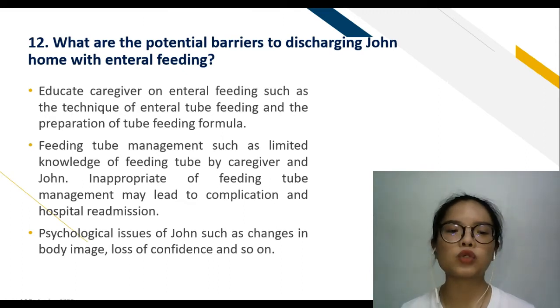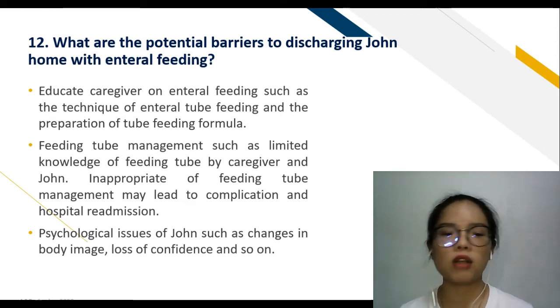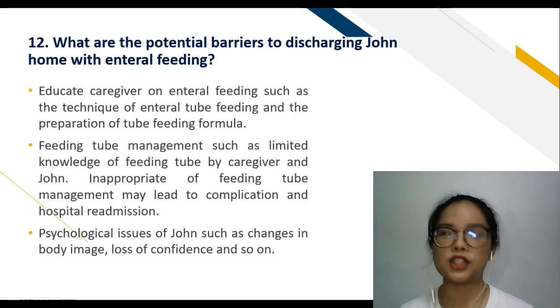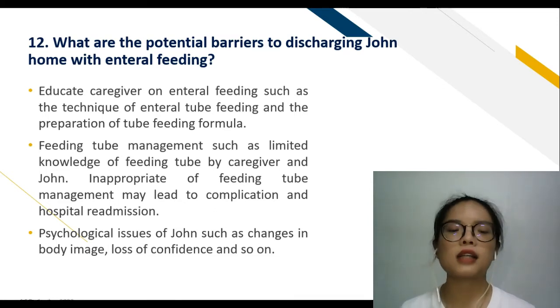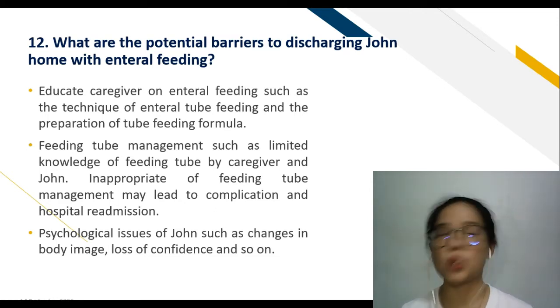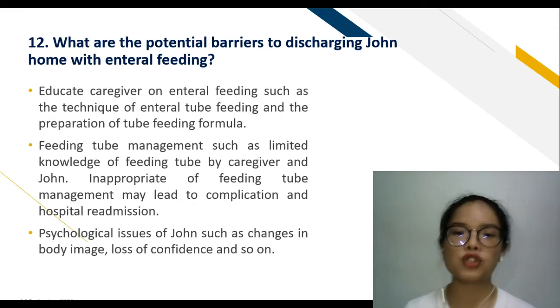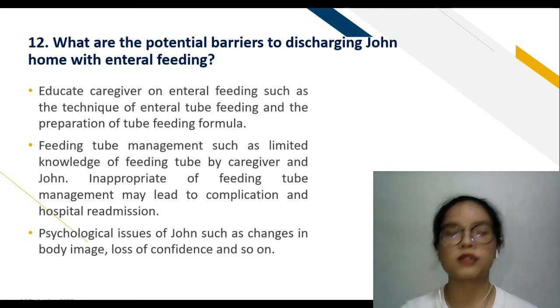The second is the feeding tube management, such as limited knowledge of tube feeding by the caregiver and the patient himself, John. Inappropriate feeding tube management may lead to complications and hospital readmission, such as tube dislodging. And the psychological issues of John, such as the change in body image, the loss of confidence, and so on. These will be the problems or potential barriers of discharging John home with enteral feeding.